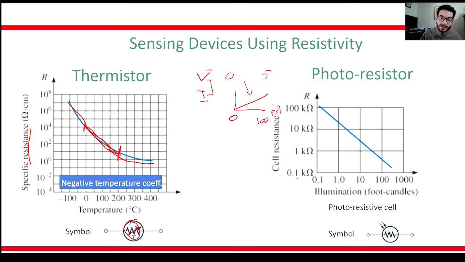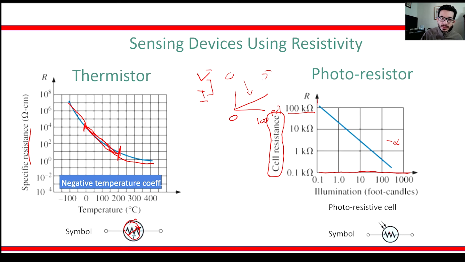And you can go from a very small resistance, from 0.1 kilo ohms, to a huge resistance, 100 kilo ohms. And this is based on the cell resistance in the material used for the photoresistor. And the illumination level is measured in candles, or there are different types of units, but this one also has a negative coefficient.